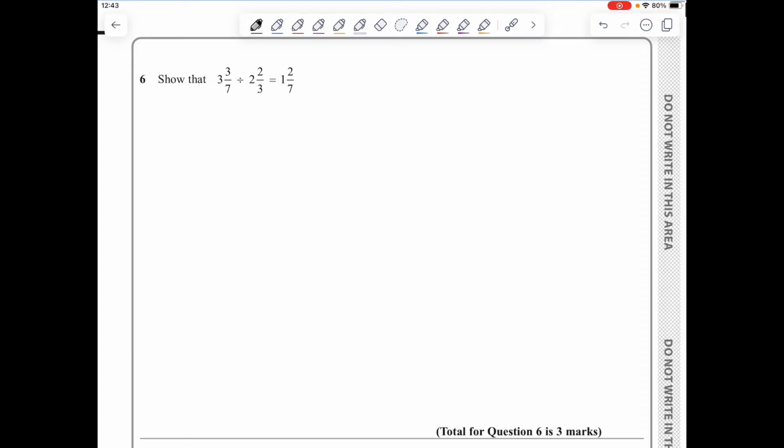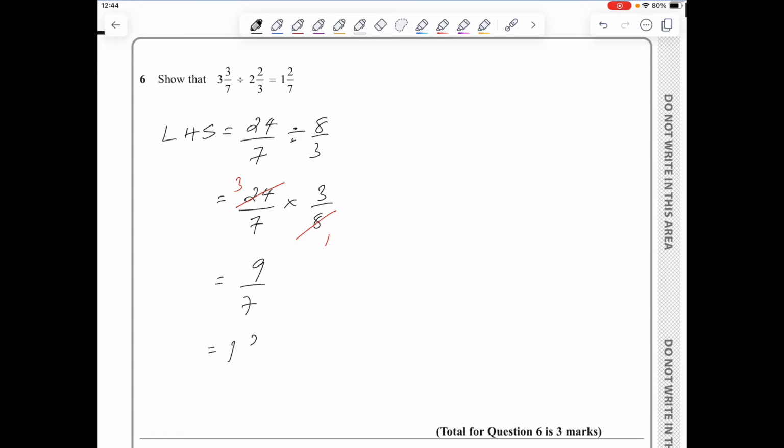For question 6, I'll start with the left-hand side and convert the fractions to improper fractions. So I've got 24 over 7 divided by 8 over 3. Because of the division, I'll flip the second fraction to 3 over 8 and change division to multiplication. Now I will simplify the 24 with the 8, and then I'll multiply out. 3 times 3 is 9 over 7. Rewriting this as a mixed fraction is 1 and 2 over 7, which is equal to the right hand side.